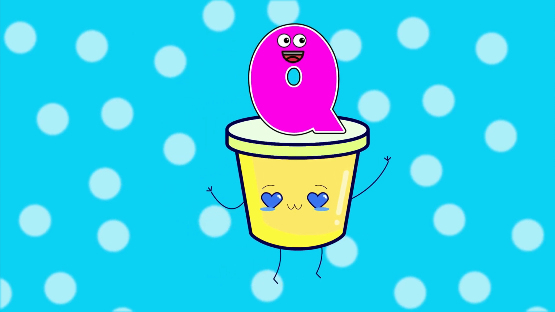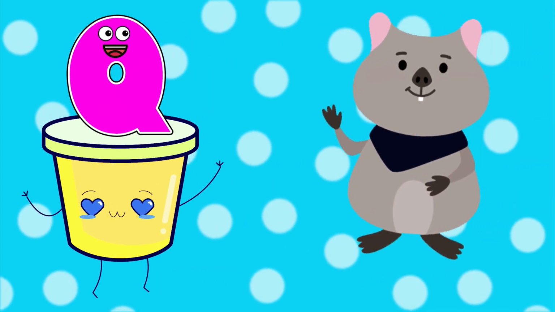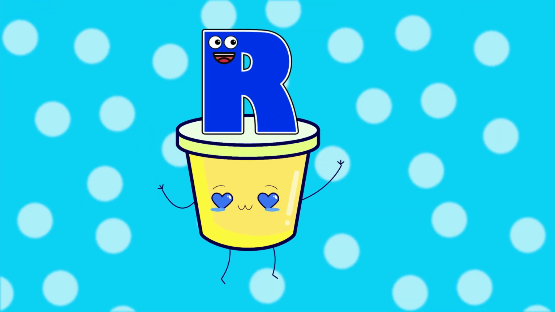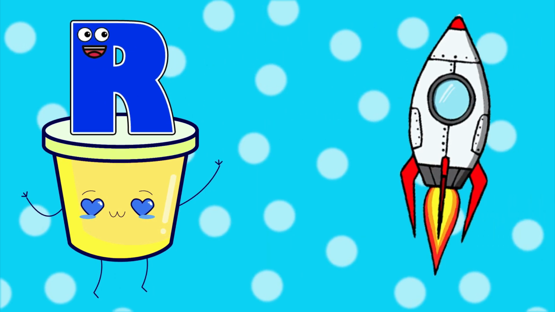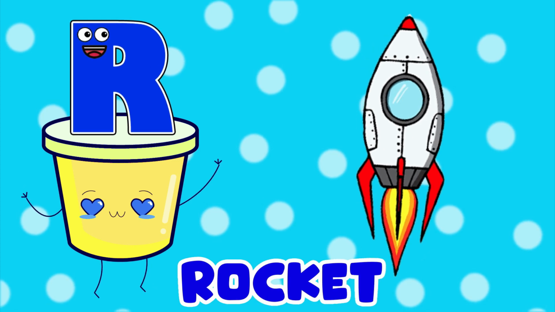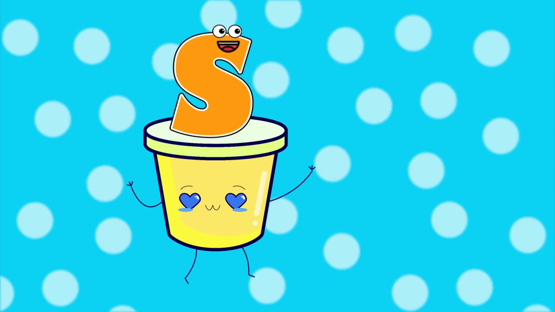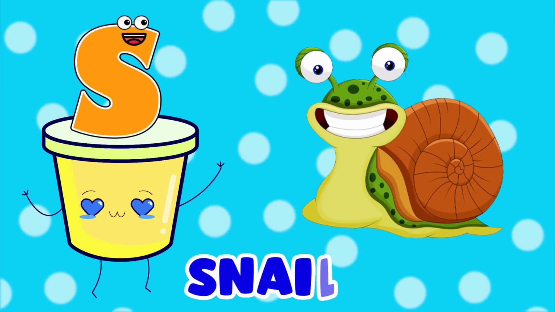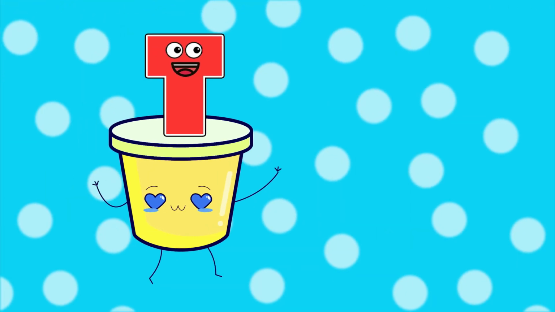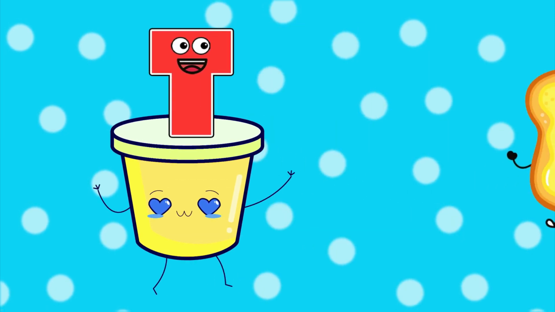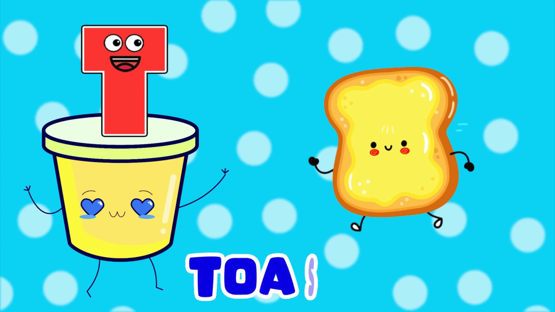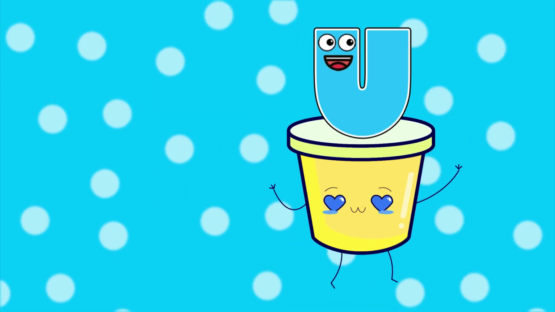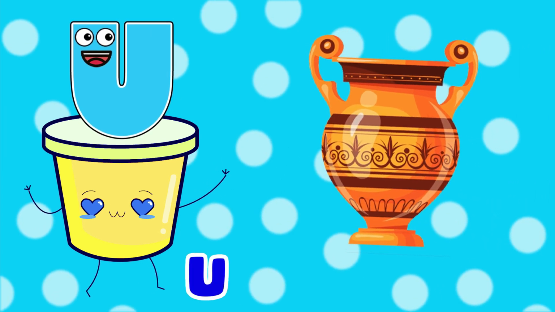Alphabet Q, Q for quokka. Alphabet R, R for rocket. Alphabet S, S for snail. Alphabet T, T for toast. Alphabet U, U for urn.